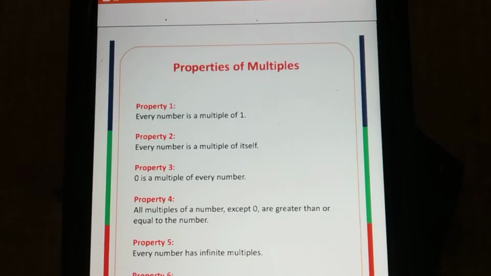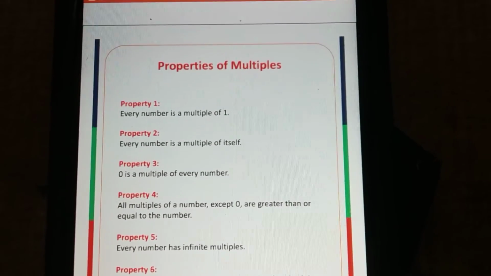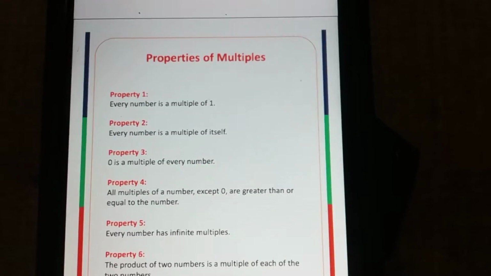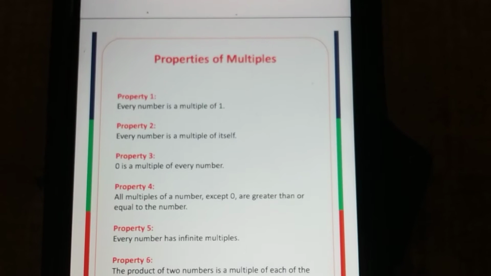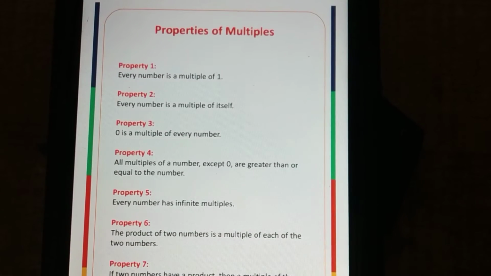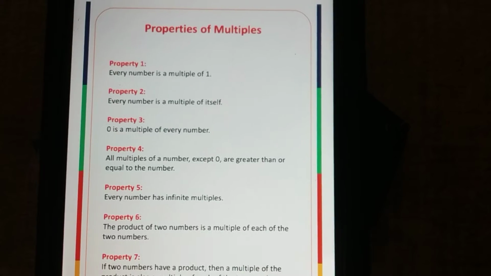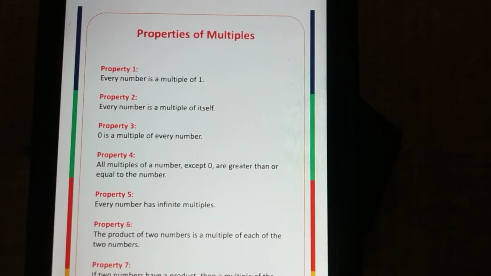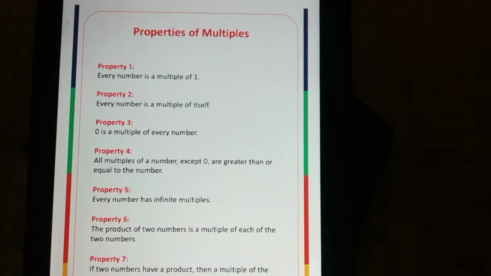So in that, every number is a multiple of 1. Property number 2: every number is a multiple of itself. Property number 3: 0 is a multiple of every number. Property number 4: all multiples of a number, except 0, are greater than or equal to the number. Property number 5: every number has infinite multiples.